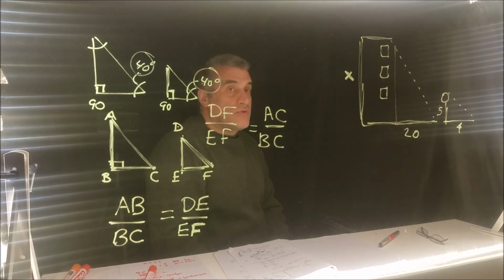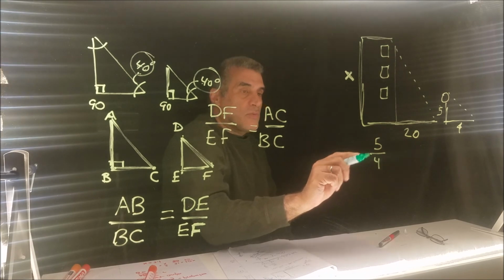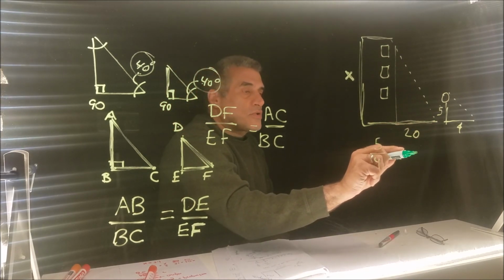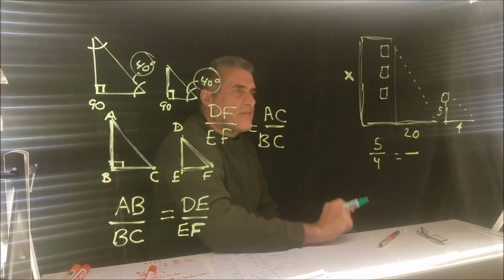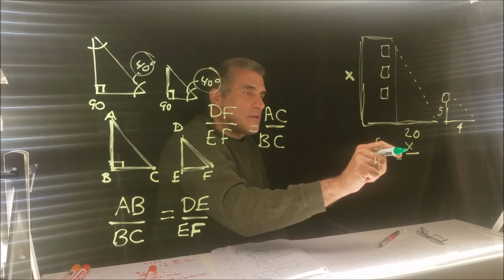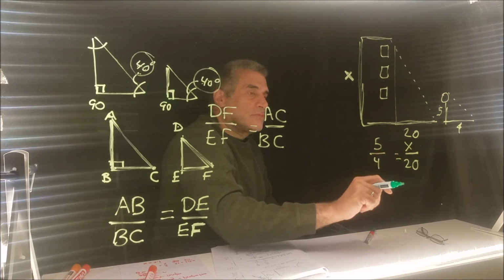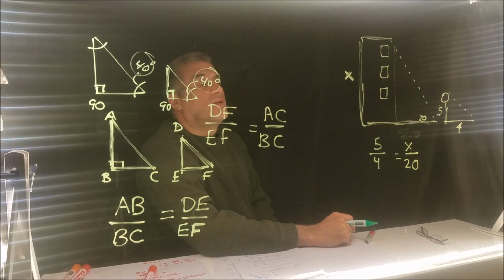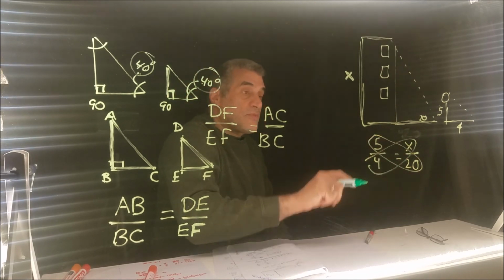And what we can do is make proportions. Let's see. We have 5 over 4. That's one proportion. And we want to put that corresponding ratio. What corresponds with the 5? The x. Right? And what corresponds with the 4? The 20. Right? Let's move that 20 out of the way and bring it over here so we don't confuse ourselves. So now, again, we have our corresponding ratios, and we will just cross multiply.